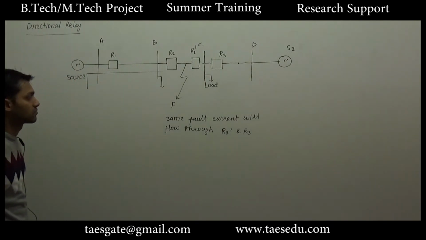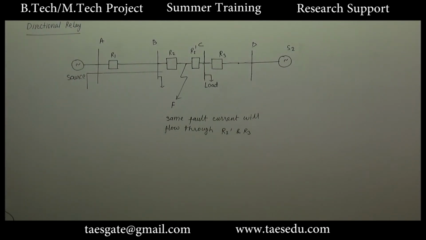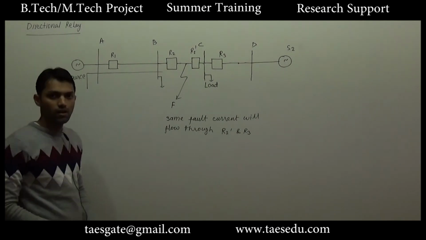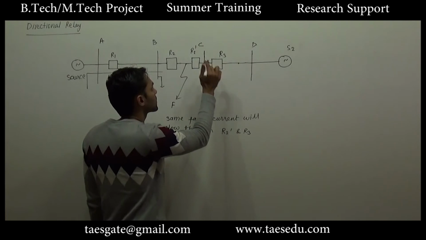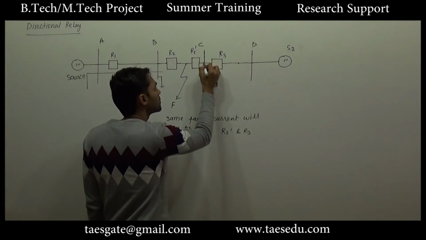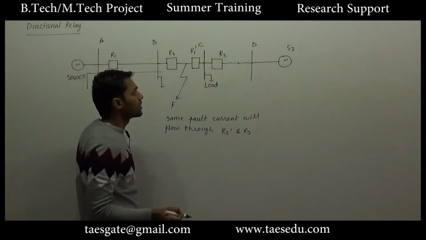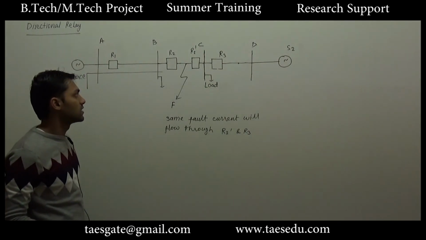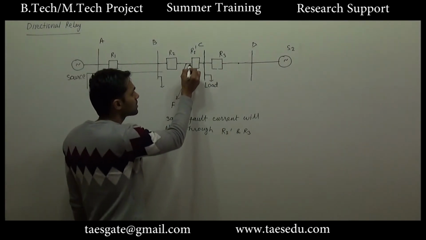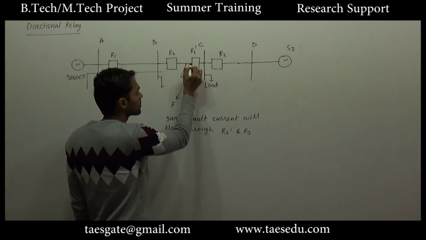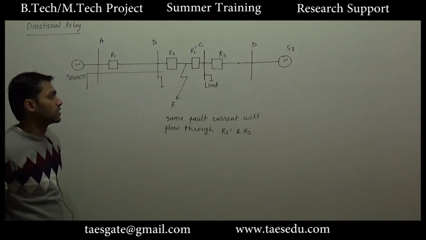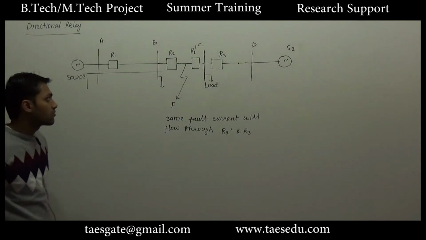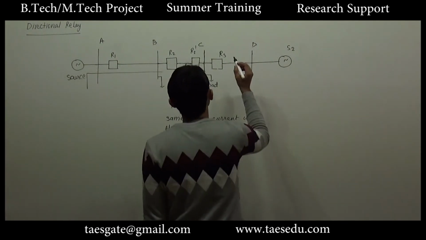So our problem has still not been solved. Our problem here is that both the relays R2 dash and R3 are connected to the same bus, so the same fault current will flow through both the relays. So there is an equal chance that any one of these relays can operate prior to the other.